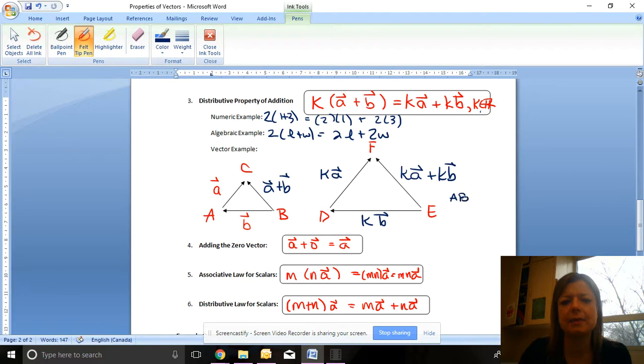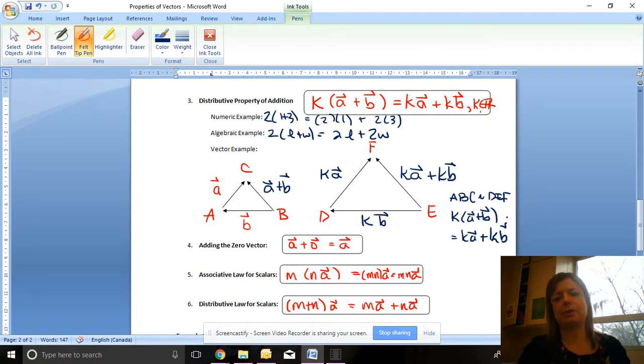So since ABC is similar to DEF, K times (A plus B) is equal to KA plus KB. That one's not as pretty as a demonstration, but hopefully that made sense to you if you understand similar triangles.